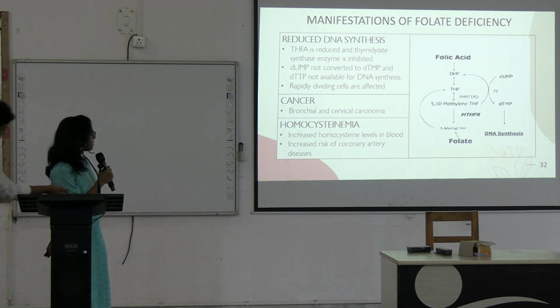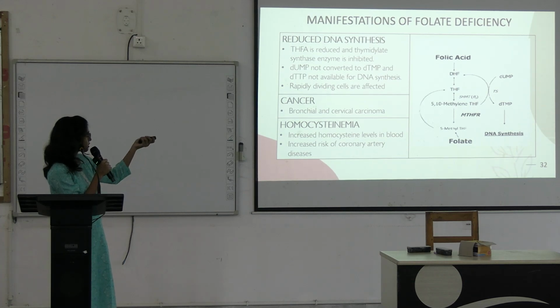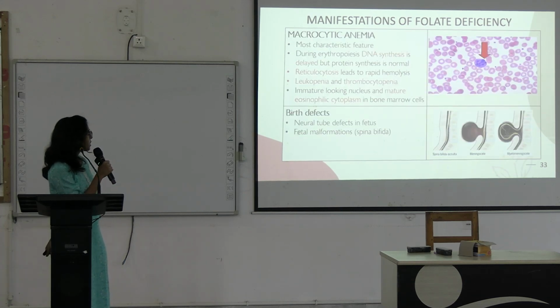Manifestations of folic acid deficiency. DNA synthesis is reduced as the enzyme thymidylate synthase is inhibited. Folic acid also helps in prevention of certain cancers. Homocystinemia is also seen as homocysteine levels are decreased by folic acid, and it also increases the risk of coronary artery diseases. Macrocytic anemia is the most characteristic feature of folic acid deficiency. During erythropoiesis, DNA synthesis is delayed but protein synthesis is normal. As a result, reticulocytosis occurs and it also manifests as leukopenia and thrombocytopenia.